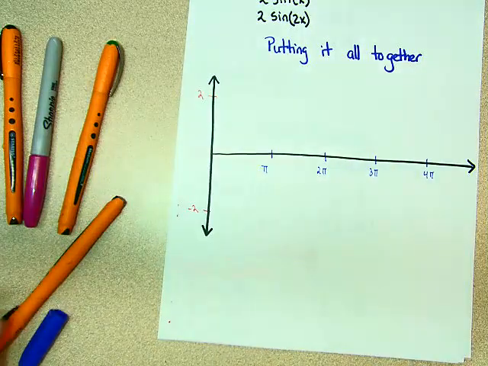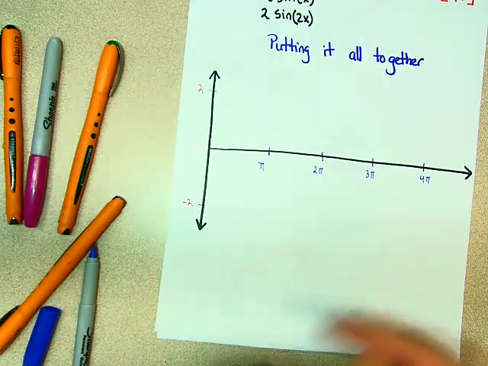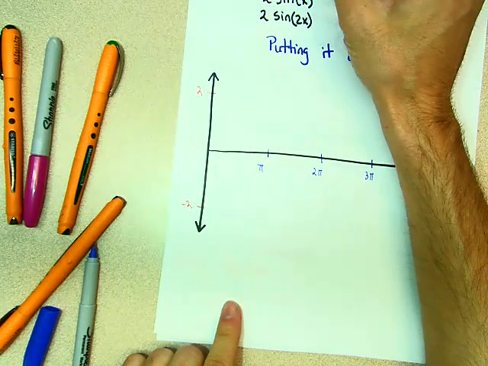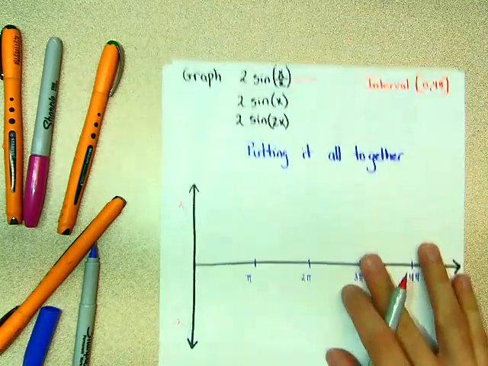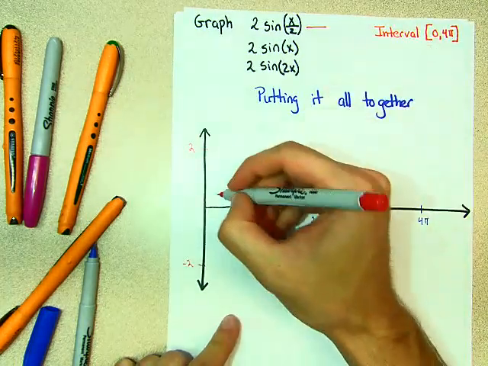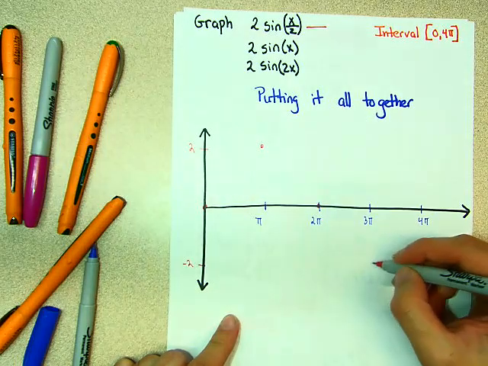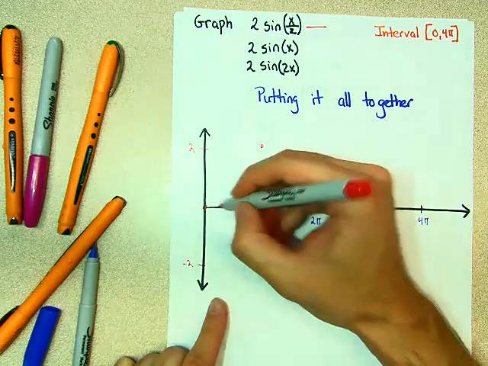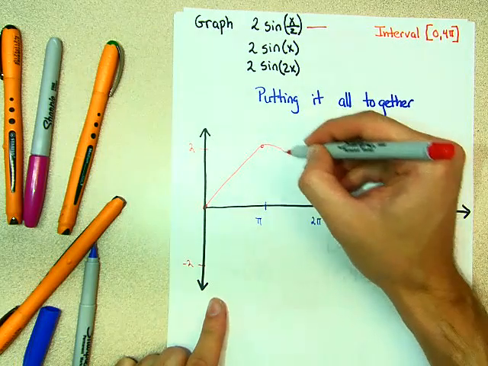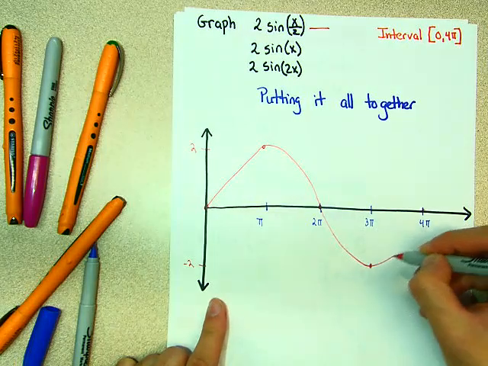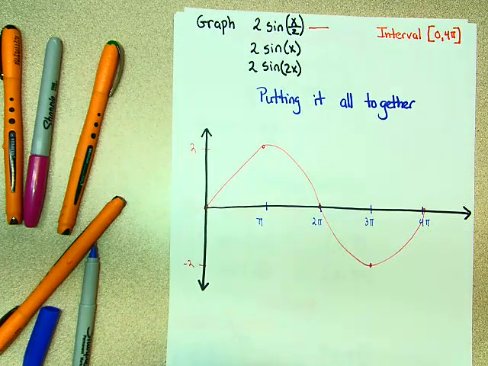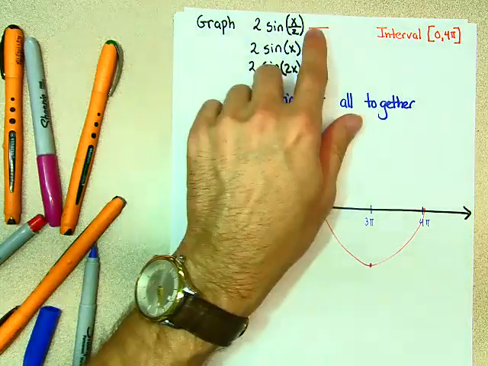So let's do that. We need our middle, up, middle, down, middle, right? Here we're going to graph this function in red. So middle, up, middle, down, middle. And then here we go. Now, we graph this one in red.